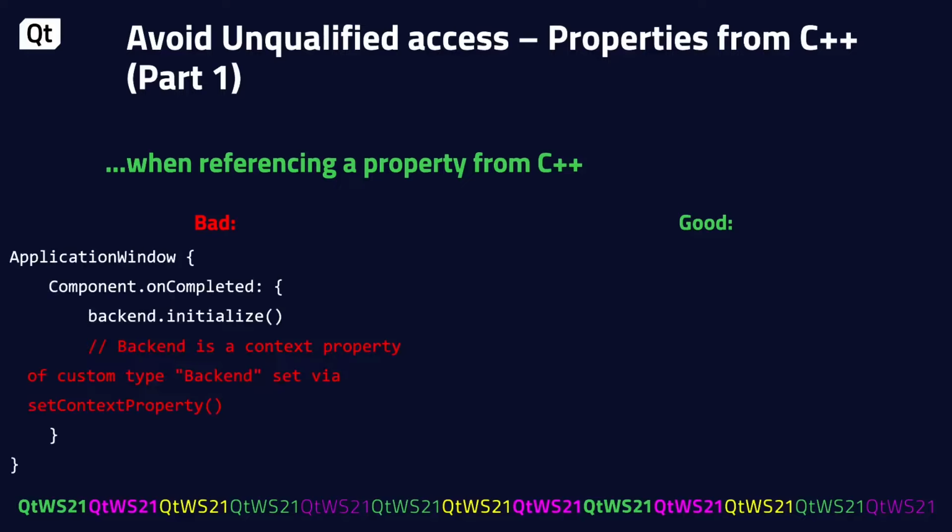So let's talk about referencing properties from C++. Previously you might have code like this. We have an application window here, and when it gets completed, we initialize our backend. And we also have an explanation here that backend is a context property of our custom type backend, and it's set via setContextProperty.